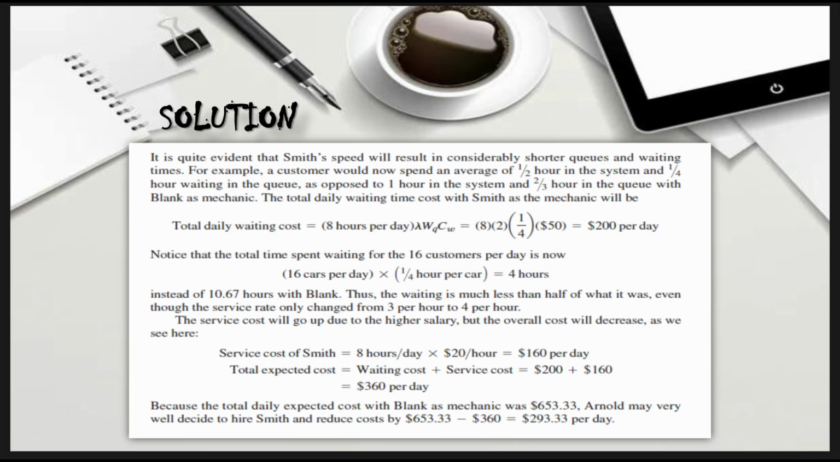Because the total daily expected cost with Blank as mechanic was $653.33, Arnold may very well decide to hire Smith and reduce costs by $653.33 minus $360, which is equal to $293.33 per day. So, in conclusion, na-compare niya dito yung value na mababayad niya kay Blank and yung value na mababayad niya kay Smith. So, dahil nga mas mabilis si Smith, though mahal siya, magka-come up rin siya sa mas murang salary if ibibigay niya yun kay Smith. Compared mo kay Blank na matagal na nga yung process ng service time and mahal pa yung salary.